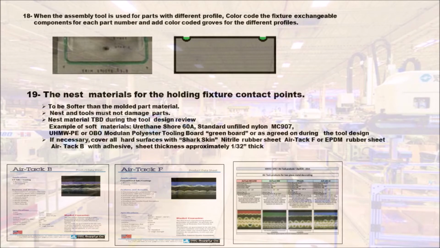18. When the assembly tool is used for parts with different profiles, color code the fixture exchangeable components for each part number and add color-coded grooves for the different profiles.